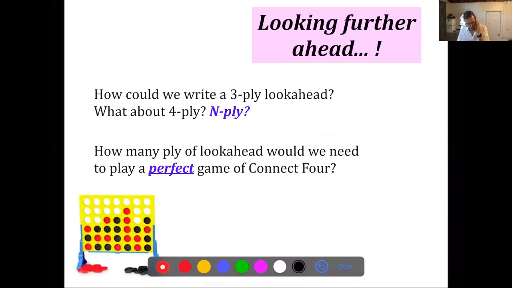Okay? So this is how it's going to work. The apply 4 player is going to look ahead by imagining it's playing against an apply 3 player and evaluating which column is best. Okay. An apply N player would evaluate which column is best by imagining moving in each column and playing against an apply N minus 1 player.